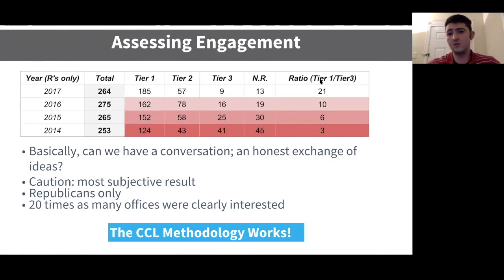So if you go back to 2014, another way to read that ratio is we were having 3 tier 1 meetings for every 1 tier 3 meeting we had. In 2015, we were having 6 tier 1 meetings for every 1 tier 3 meeting. In 2016, it was an unbelievable 10 tier 1 meetings for every 1 tier 3 meeting. And this year, it was an even more unbelievable 21 tier 1 meetings for every 1 tier 3 meeting. This is a really great result.